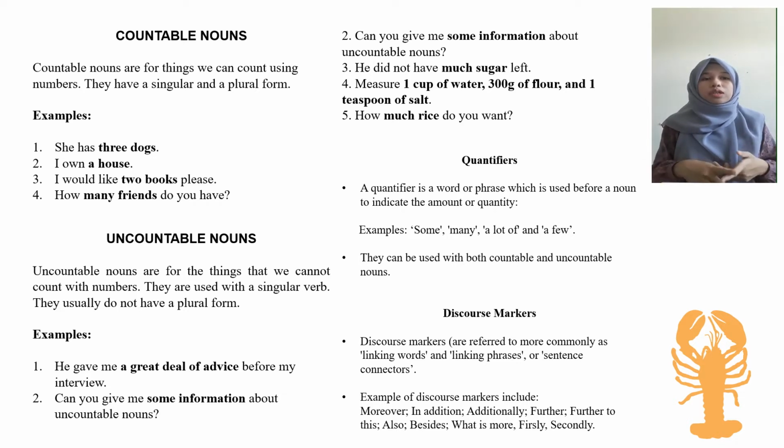The third one is, he did not have much sugar left. Sugar cannot be counted, so the singular verb used is much. For the fourth one, measure 1 cup of water, 300 grams of flour, and 1 teaspoon of salt. Water, flour, and salt cannot be counted, so the singular verbs used are 1 cup, 300 grams, and 1 teaspoon. And the fifth one is, how much rice do you want? Rice cannot be counted because it is too many, and the singular verb for it is much.